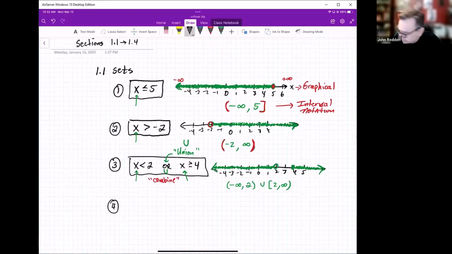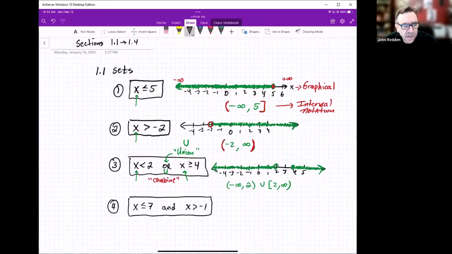Let's do another one. I have here x is less than or equal to 7. And so now I'm using the mathematical use of the word and, or the logical use of the word and, I should say, greater than -1. All right, and so let's say this is our solution set. And we want to represent this, right? We want to represent this in interval notation, graphical notation. So let's create a number line.